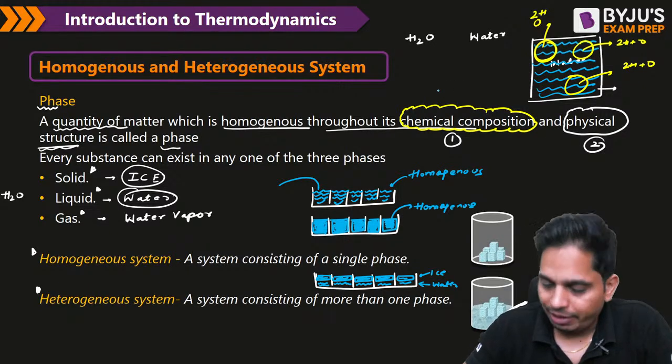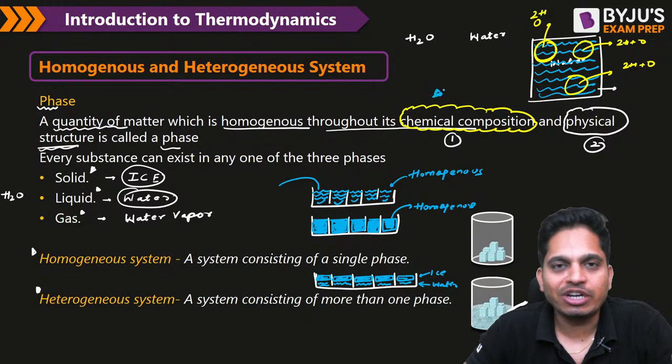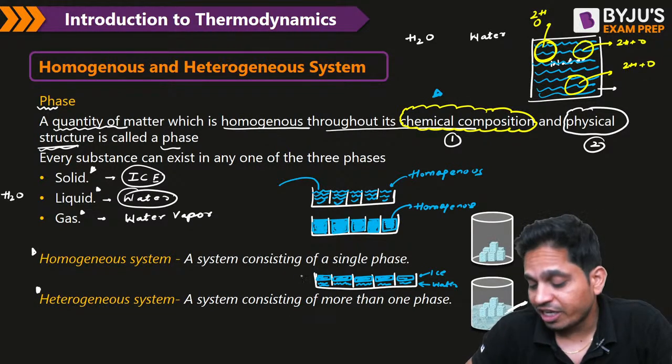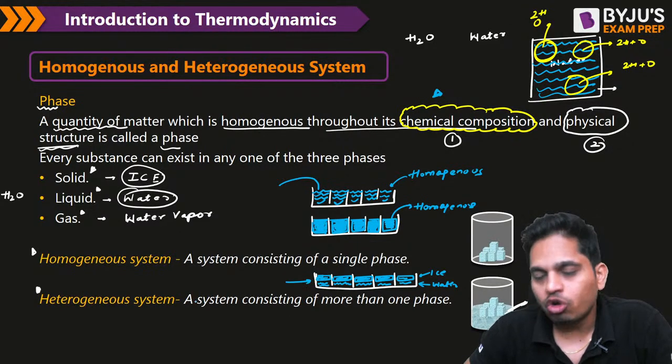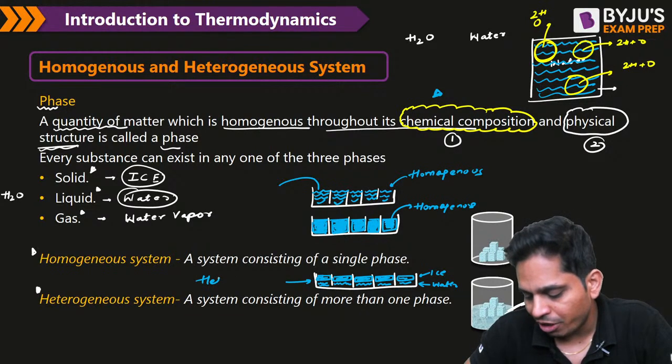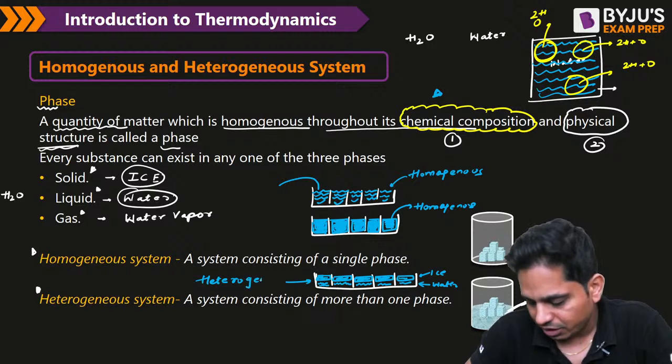Maybe it is homogeneous in chemical composition, so the first condition is satisfied, but it is not homogeneous in physical structure. It is a heterogeneous system. It is not one phase, it is two phases. So it is a heterogeneous system.